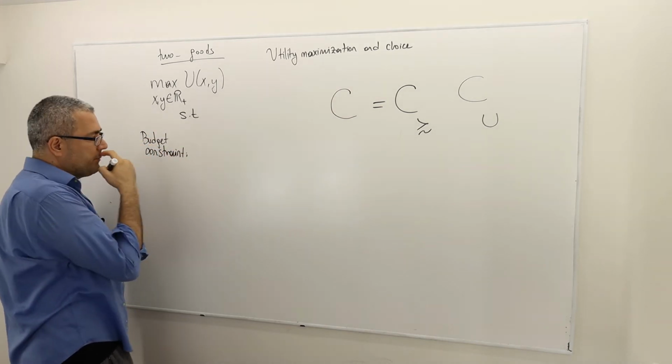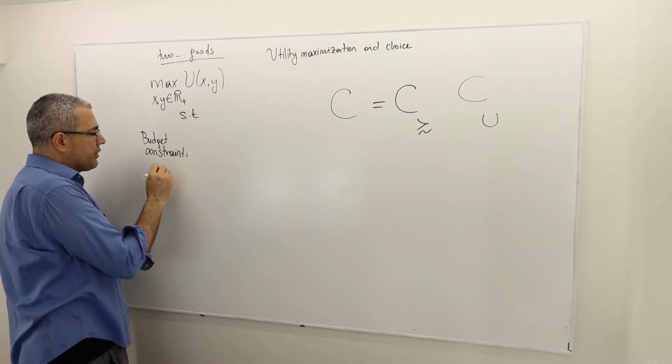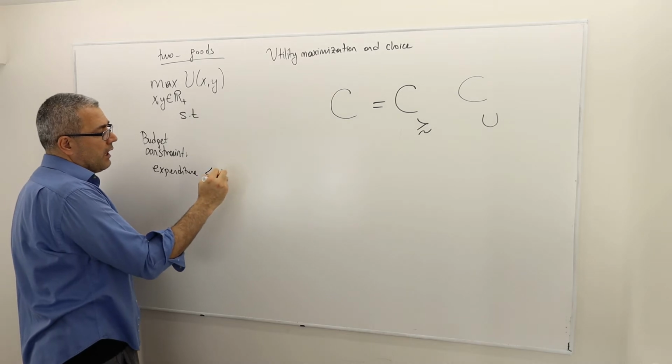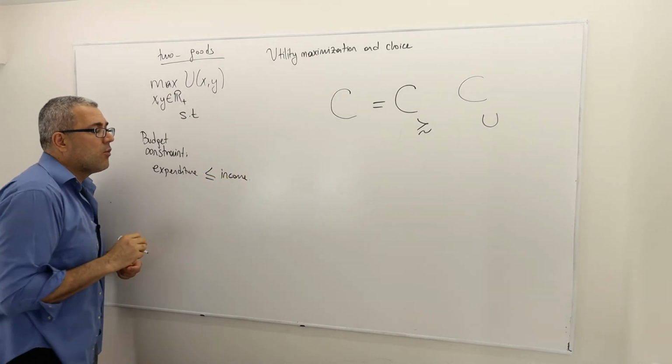So it basically tells me the following: your expenditure cannot exceed your income. As simple as this. Well, what is income?